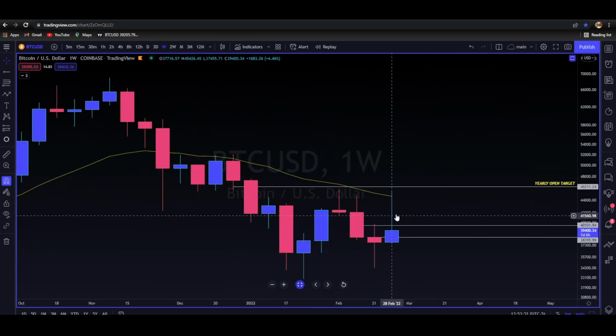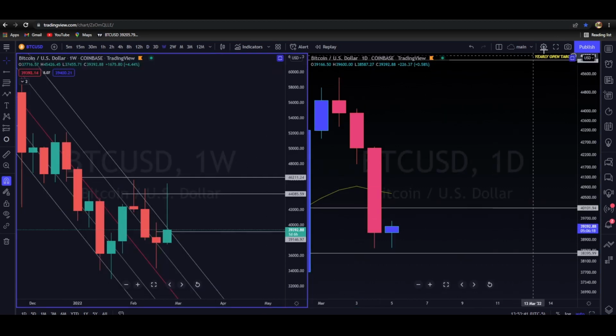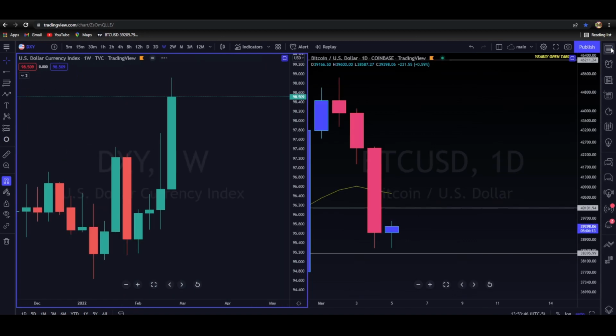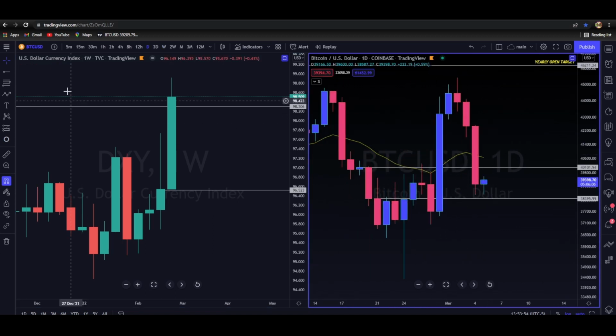The reason for this move here, we had a nice big push on the daily. We're going to go back out here to the two charts real fast, and I'm going to pull up the DXY. Obviously, the DXY was on fire last week. Just look at this insane move to the upside. That is why Bitcoin for the last several days fell off.